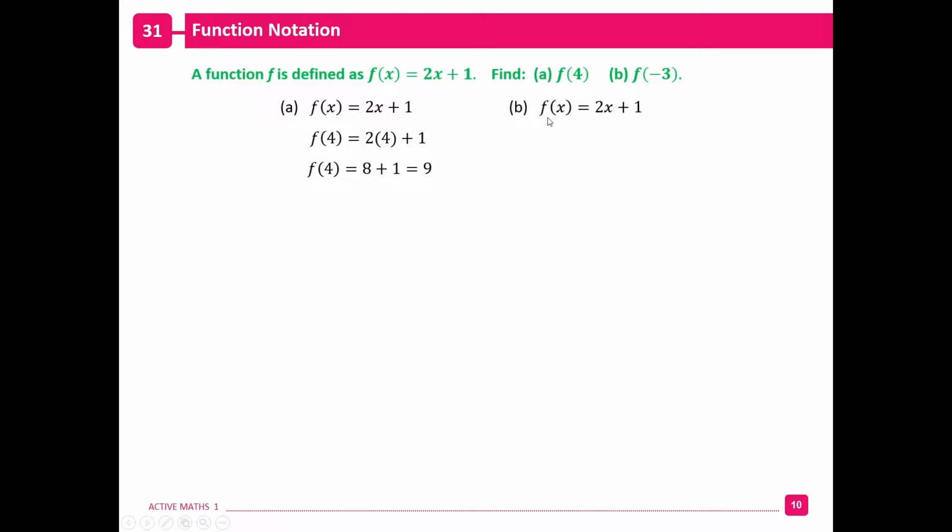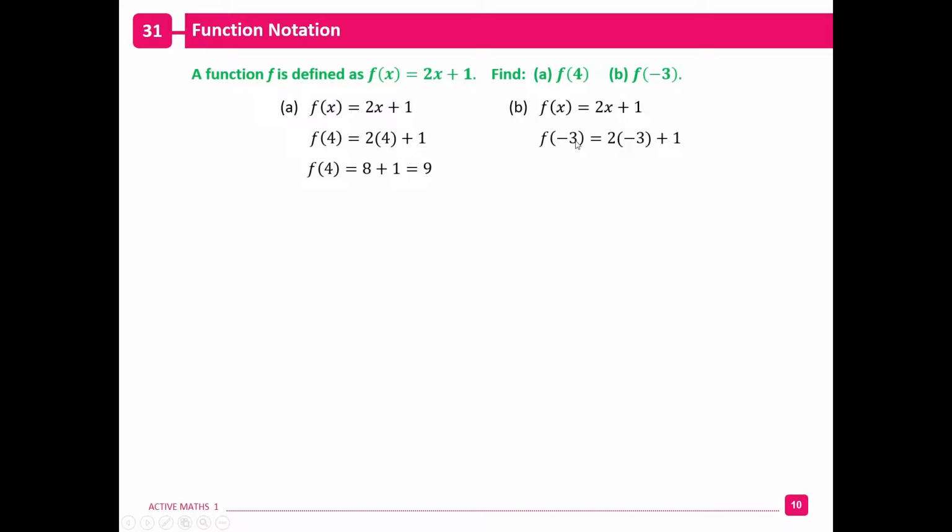Let's look at B. This time our input is -3. So we know that f of x equals 2x plus 1. We just start off by writing the name of the function out again. And now we're going to change the x, the input, to the number -3.